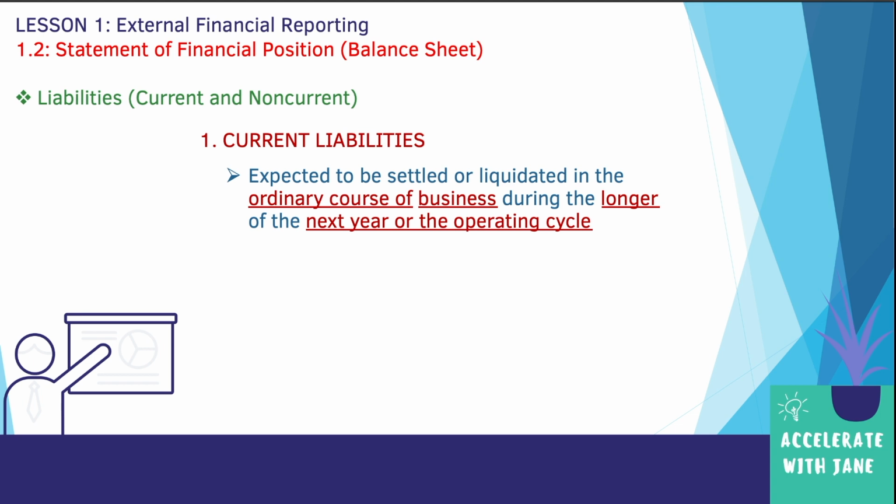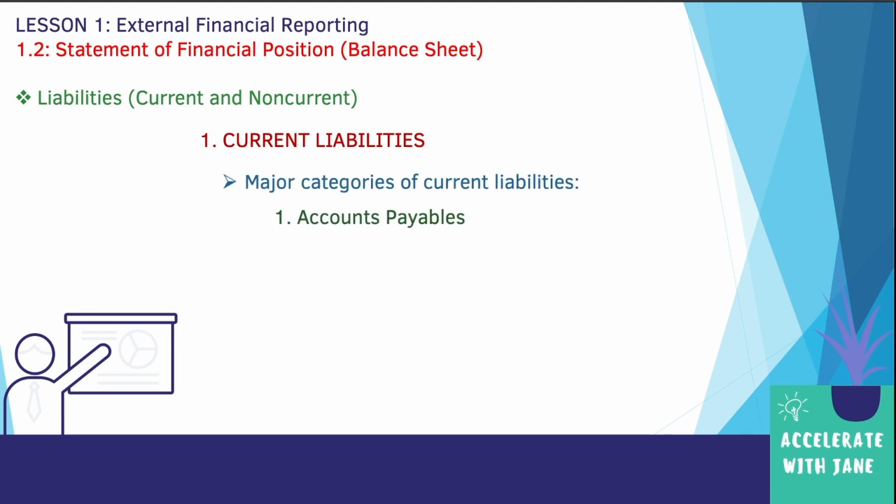When we say ordinary course of business, these assets or liabilities are realized or incurred within the normal course of business or within the operations of the business necessary for generating revenue. So here are the major categories of current liabilities.